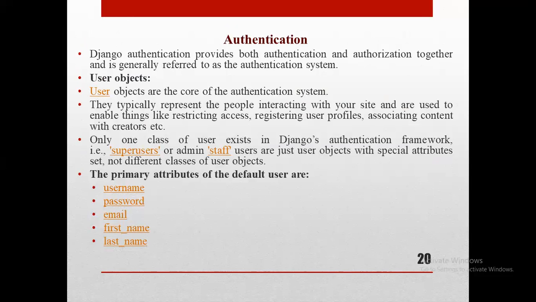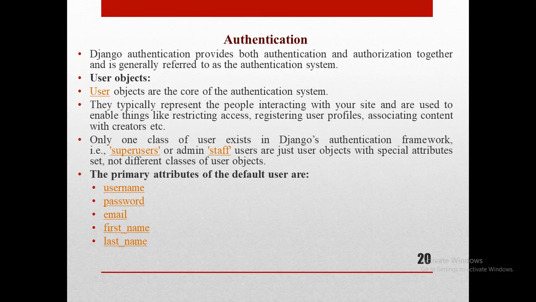Django authentication provides both authentication and authorization together and is generally referred to as the authentication system. Here, first see the user objects. User objects are the core of the authentication system.